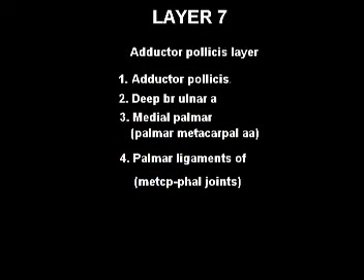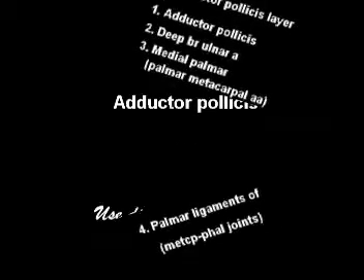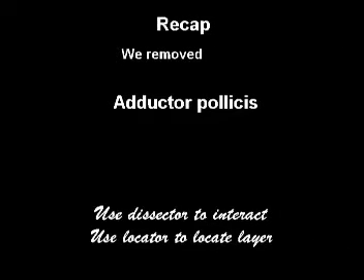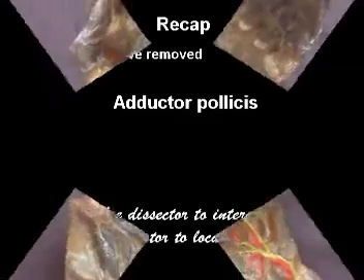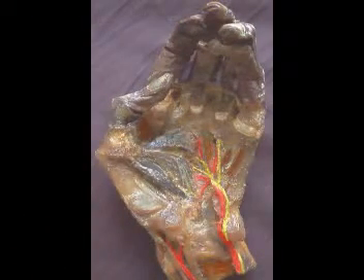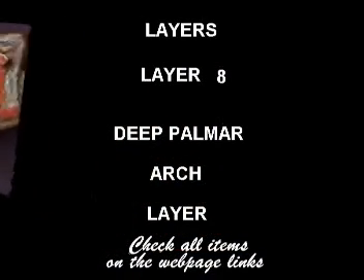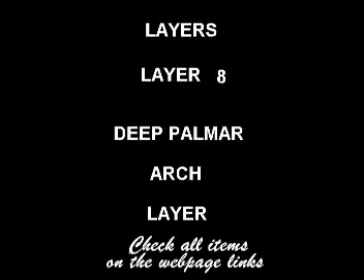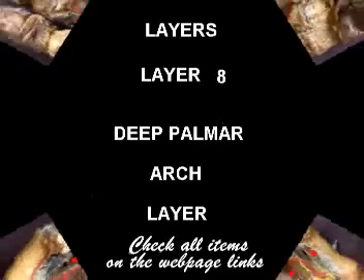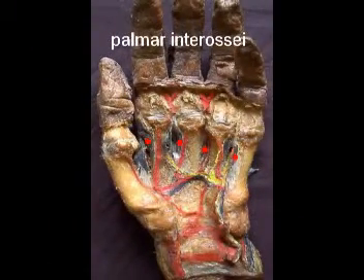The adductor layer, therefore, consists of the following: adductor pollicis, deep branch of ulnar artery, palmar metacarpal arteries, and palmar ligaments of metacarpophalangeal joints. To recap, we have removed the adductor pollicis. We have now reached the deep palmar arch layer.